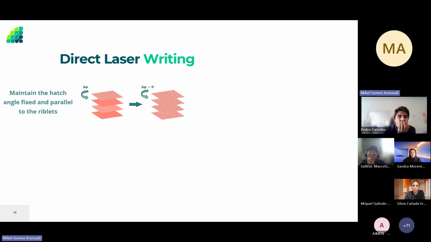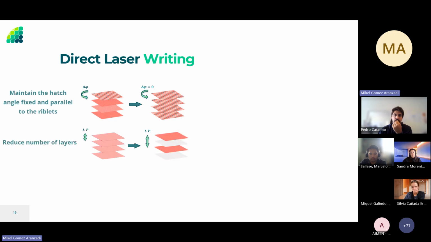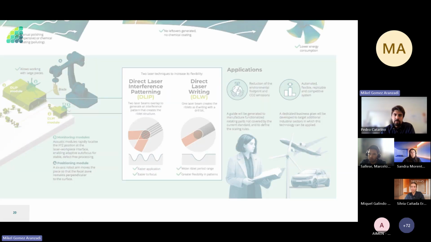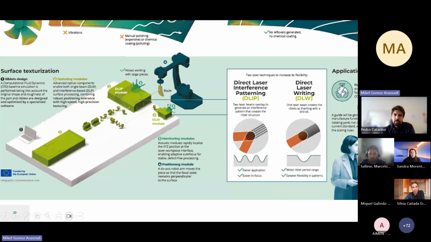In the case of the laser writing, as it was the second technology we needed to include, we were using a scanner and a lens, and we focused on reducing the processing time as much as possible, changing some parameters such as the catch angle and the number of layers. We also worked in burst mode, and we were able to reduce the processing time. Bear in mind that this was for the fans, and as we only need to process the mold once and then obtain all the replicates, the time wasn't so critical.